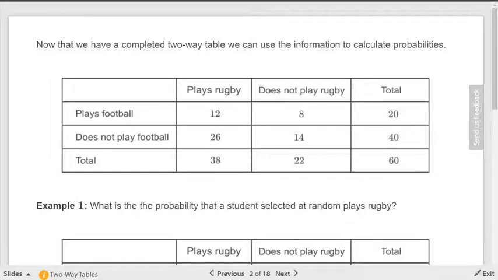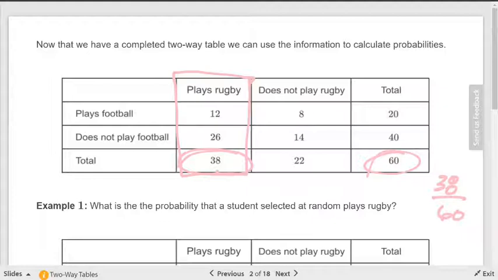Specifically, any student, a specific student, or any student? Any student. So that means we're talking about out of 60, right? So our bottom number is going to be 60. And where is the column for plays rugby? It's right here. And it's any student, so football has nothing to do with it. So the total who play rugby gives us 38 out of 60.